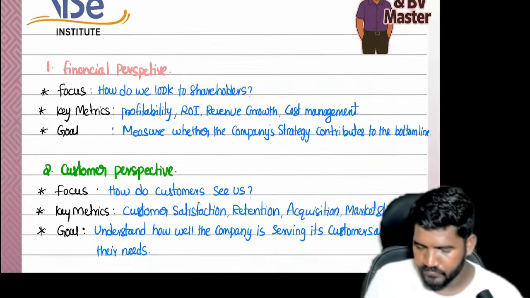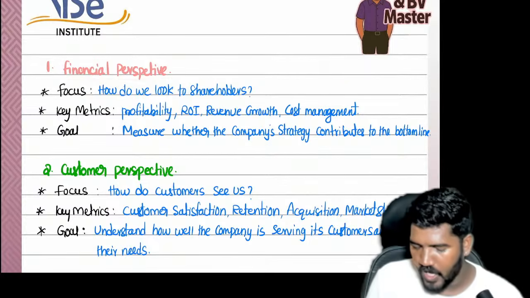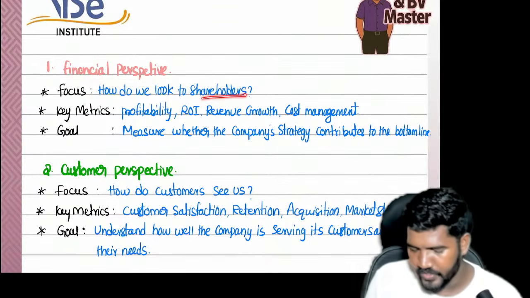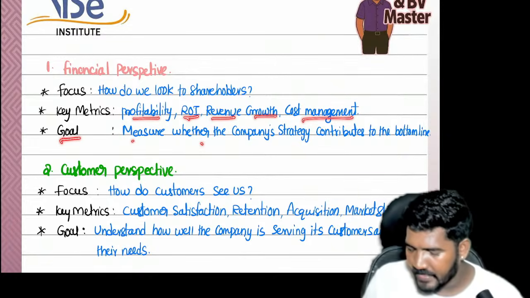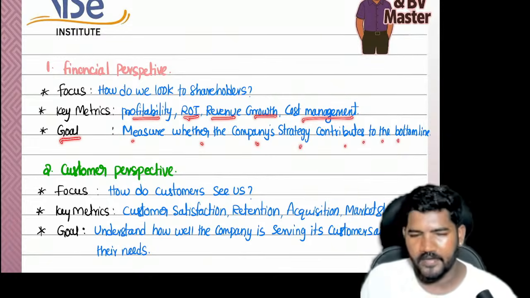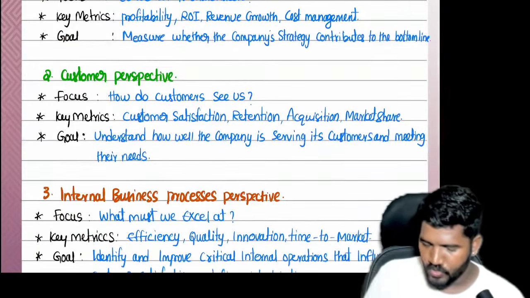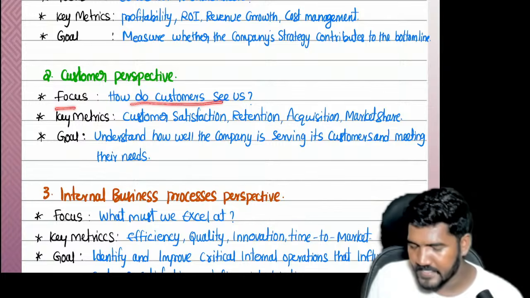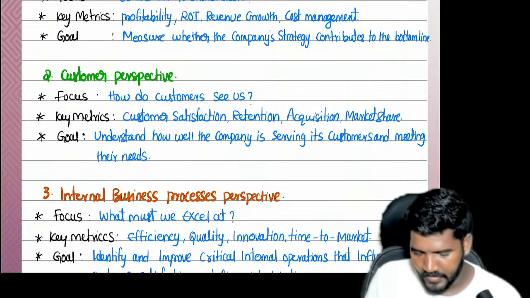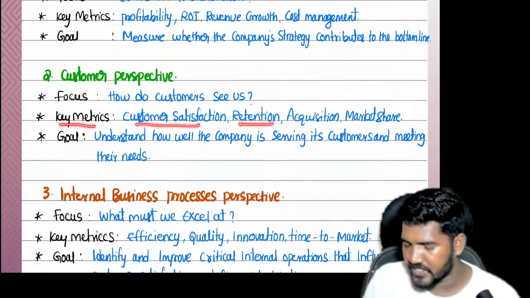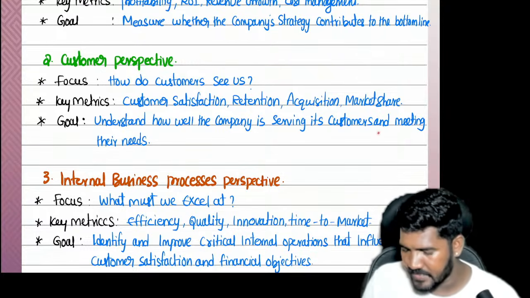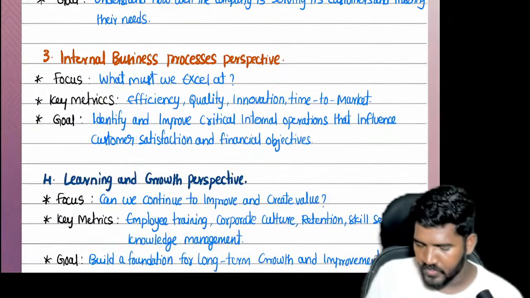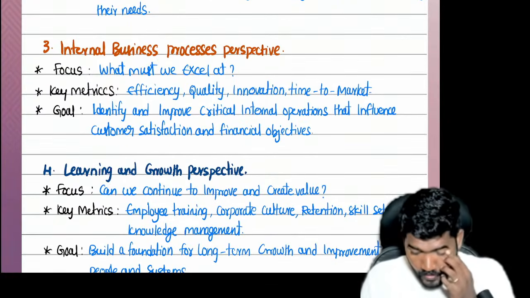Now, financial perspective. It focuses on how we look to shareholders. Key metrics: how to check profitability, return on investment, revenue growth, cost management. Goal: measure whether the company's strategy contributes to the bottom line. So whether profitability is there or not. Customer perspective focuses on how customers see us. Metrics for checking: customer satisfaction, retention, acquisition, market share. Goal: understand how well the company is serving its customers and meeting their needs. Internal business process and learning and growth, you can check.